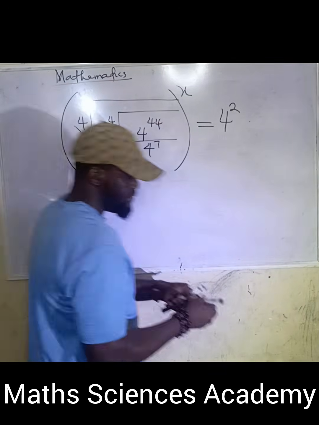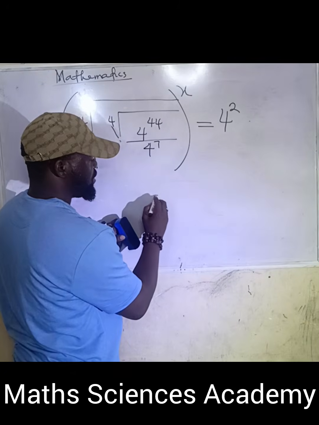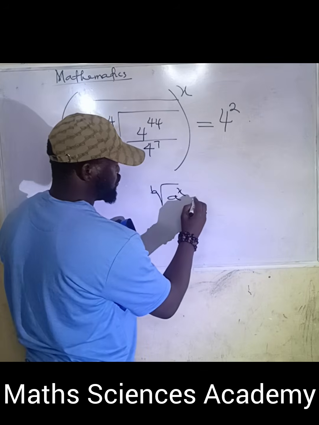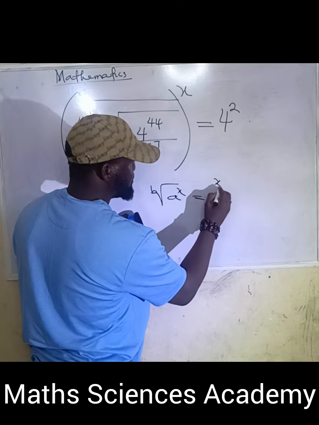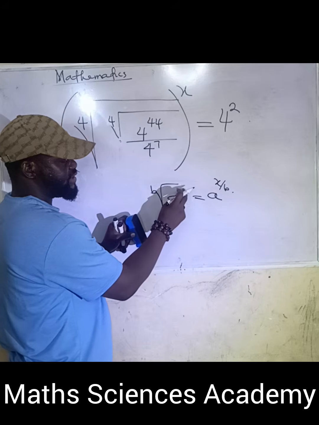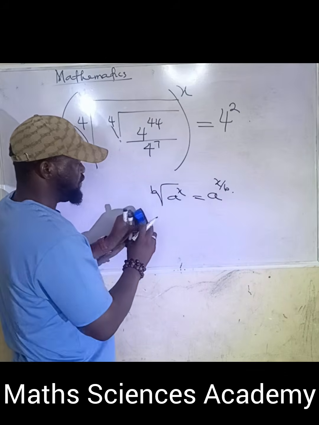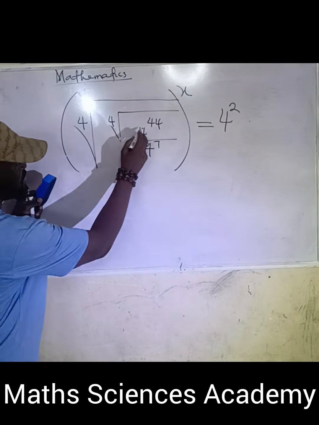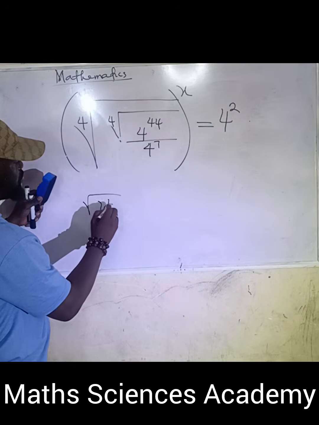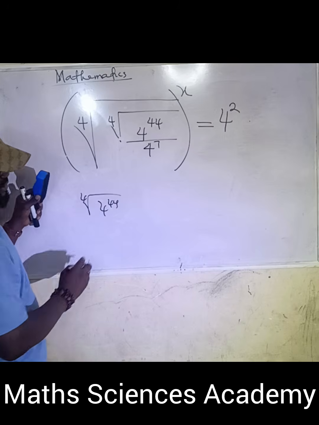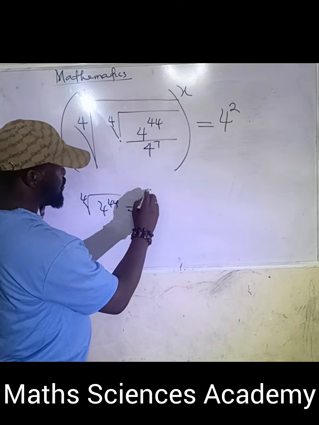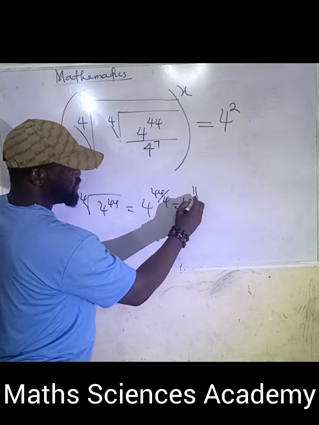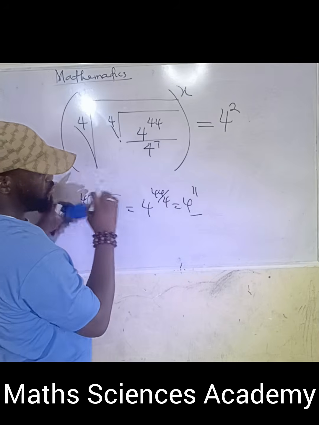From our law, when you have a raised to power x and b root, then it will be a raised to x divided by b. You take the exponent divided by the root value. Then let's consider the inner root. Our inner root here is 4 raised to power 44, root 4, like this. Are you with me? Which means it will be 44 divided by 4, which is equal to 4 raised to power 11. Which means this inner root here is 4 raised to power 11.